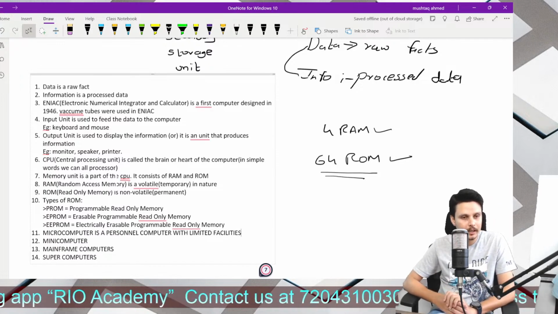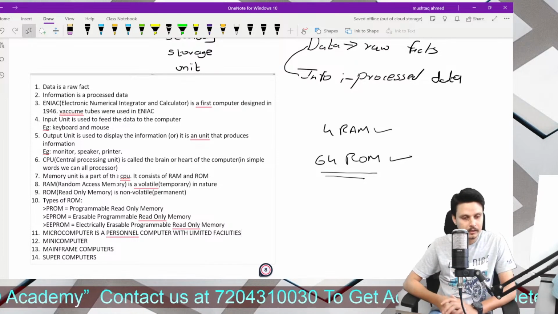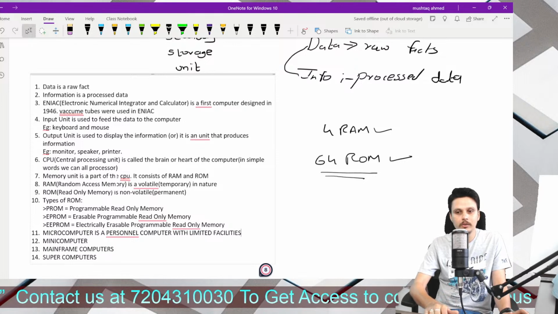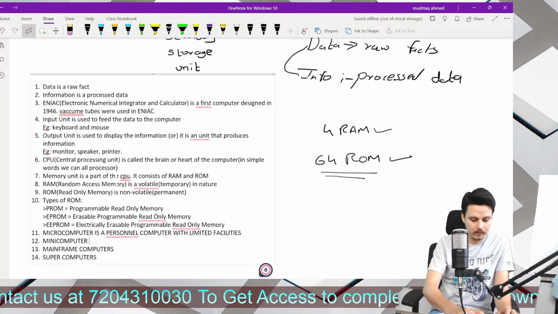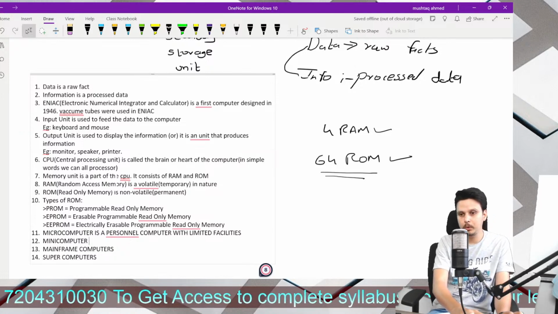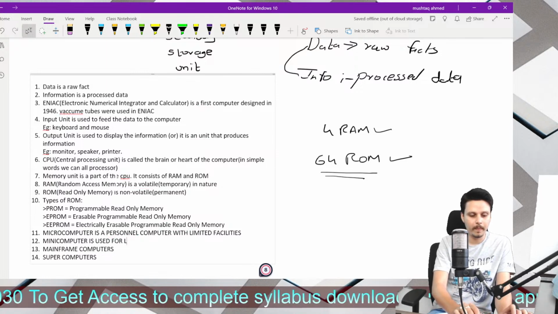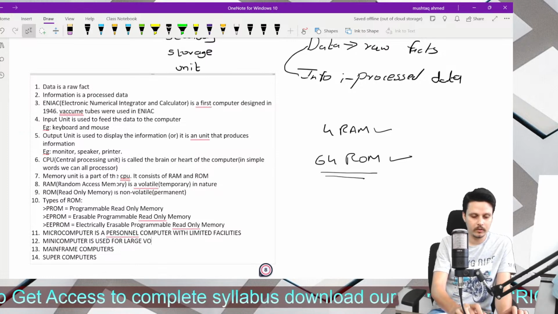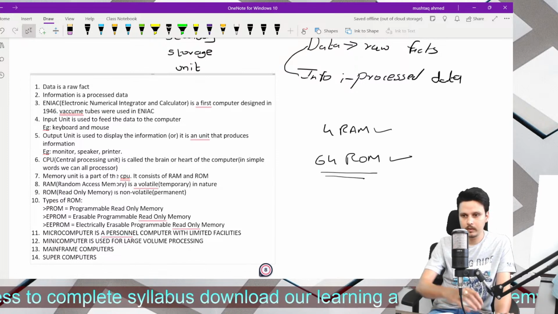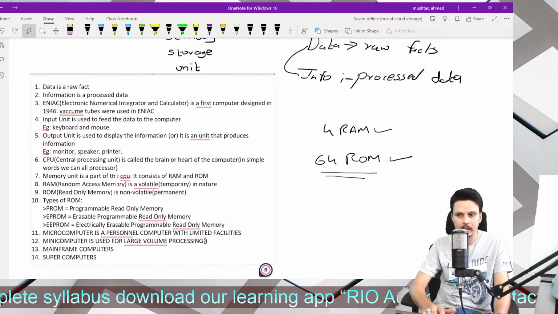Mini computers, that is, it is used to provide services in the areas. Very large volume of processing should be there. So mini computers are used for large volume of processing.